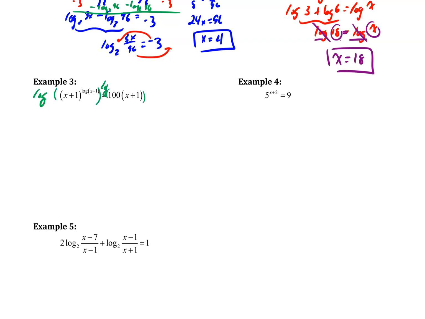Okay, once I do that, I notice I've got the exponent. I can power that down, put it in the front. So that's going to give me log of this exponent, log of x plus 1, right? And then I'm left with times log of x plus 1 equals log of all of this.